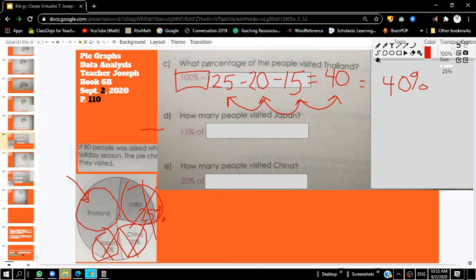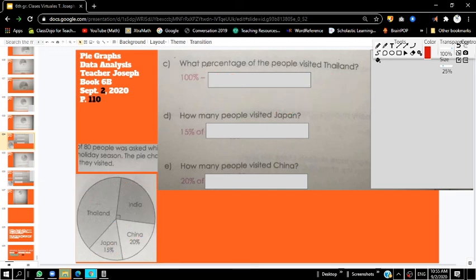What about letter B? It says, how many people visited Japan? Let me just erase some of the things on the screen. Get rid of that. Okay, so this was 40%. Well, we know that Japan has 15% of the people as visitors, so we need to take 15% of the whole total, right? And we know that our total is 80 people. So what is 15% of 80?